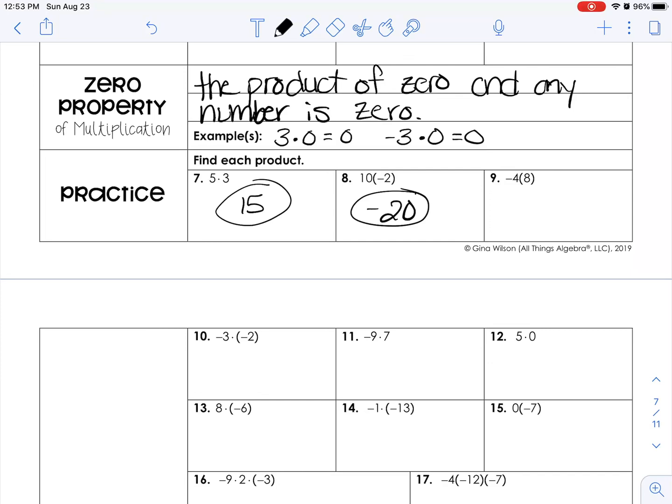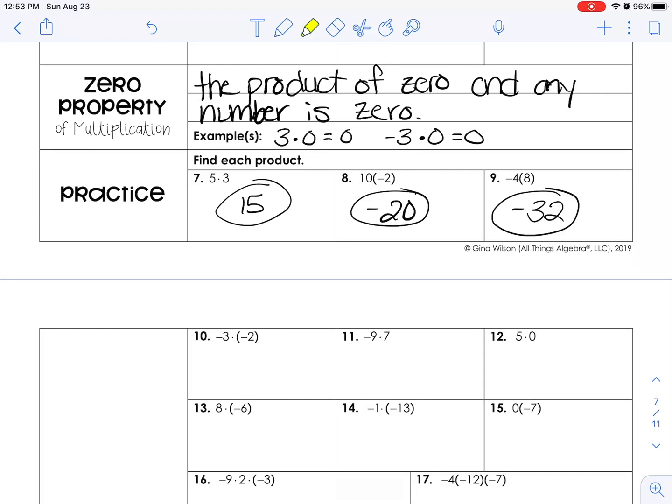Number 9, we know that 4 times 8 is 32. And then looking at our signs, we have a negative number and a positive number. We have two different signs, so we're going to have a negative final answer of negative 32.